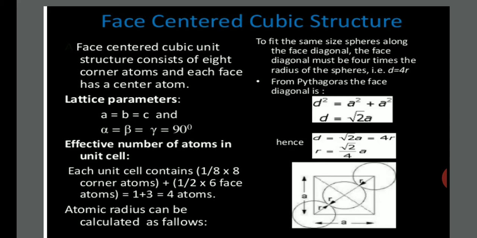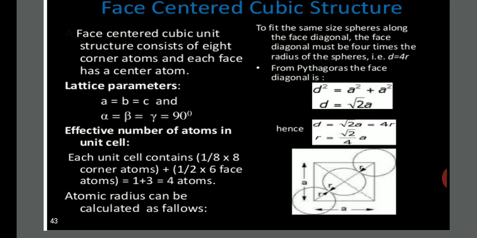Lattice parameters: a equal to b equal to c, and alpha equal to beta equal to gamma equal to 90 degrees. Effective number of atoms in the unit cell: each unit cell consists of 1/8 into 8 corner atoms plus 1/2 into 6 face atoms. So total 1 plus 3 equal to 4 atoms. So the number of atoms per unit cell in face centered cubic is equal to 4.